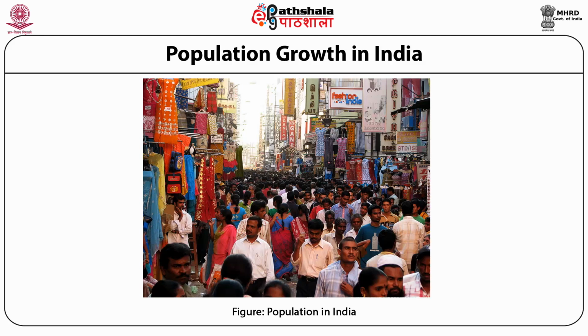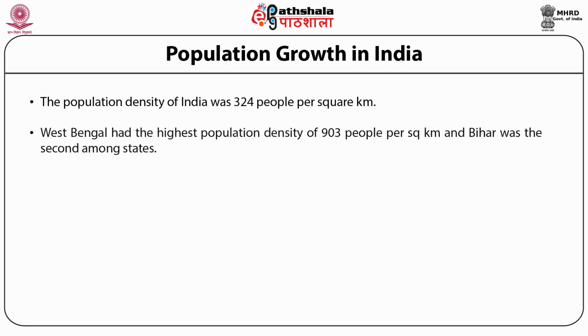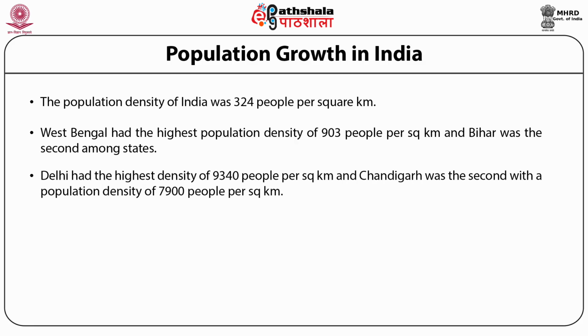The population and sex ratio of India from 1901 to 2001 on the basis of census taken every 10 years. The population density of India was 324 people per square kilometer. West Bengal had the highest population density of 903 people per square kilometer, and Delhi had the highest density of 9340 people per square kilometer.